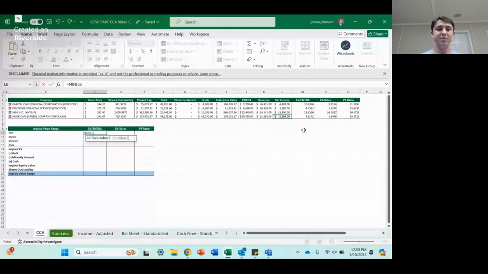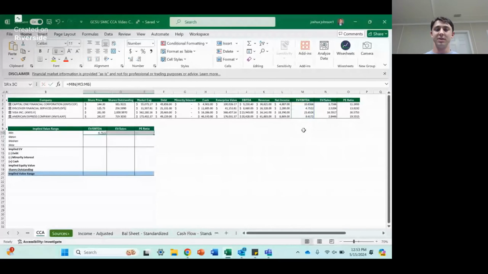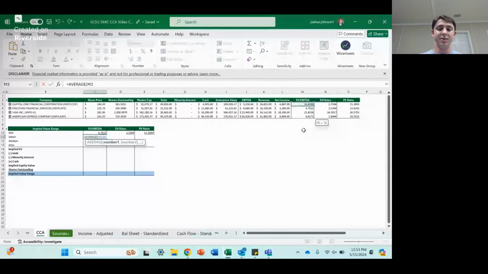You can just do equals min, put each of those 4 numbers in there, and you got that. And then you can just Control R that right there, and it'll transfer to the right. And then you can do equals average to find the mean, and then you can again Control R that right there. And then this one you can do equals median, and then go to these numbers.